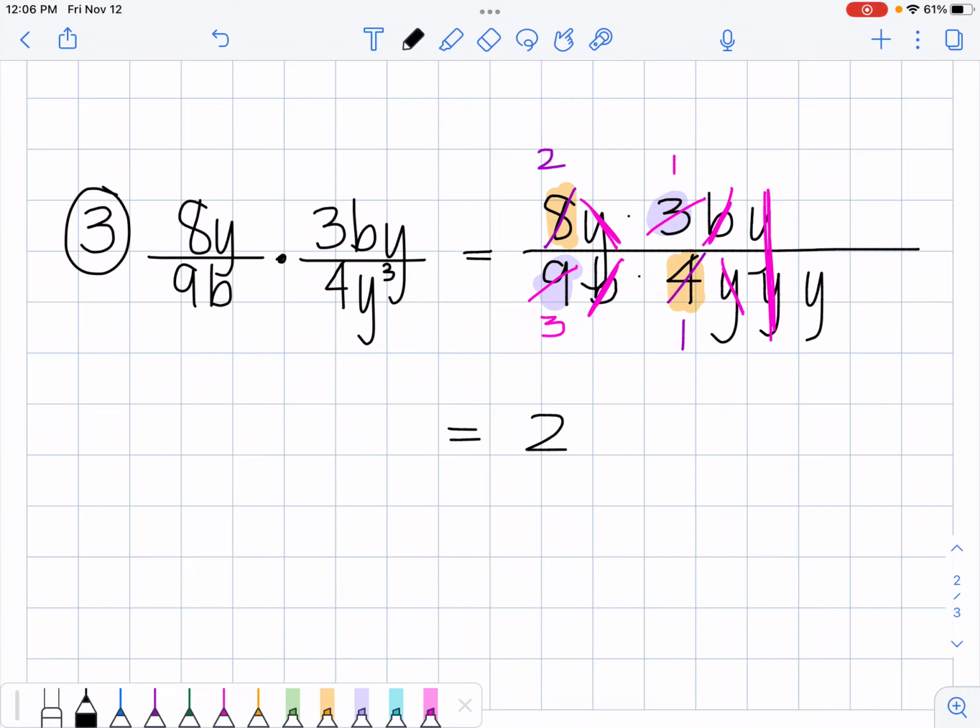So what am I left with? I have a 2 times a 1 on the top. And on the bottom, I have a 3 times a 1 times a y. So my final answer would be 2 over 3y.